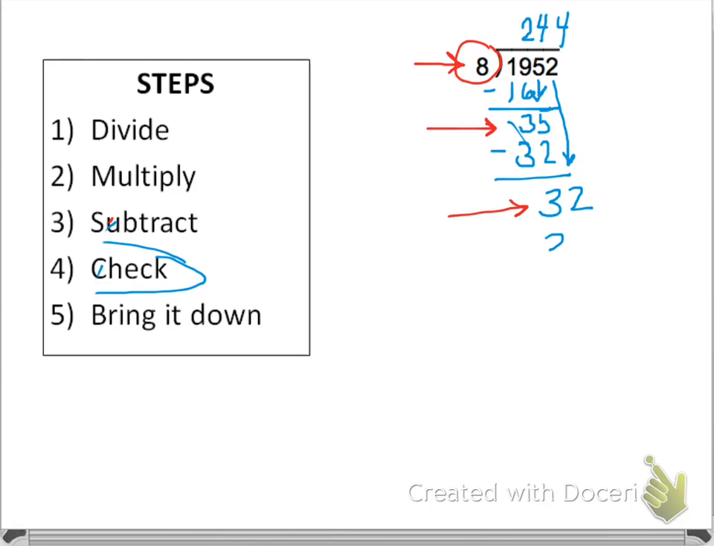4 times 8 is 32. Subtract it, get a 0. So now we have found our answer. The quotient is 244.